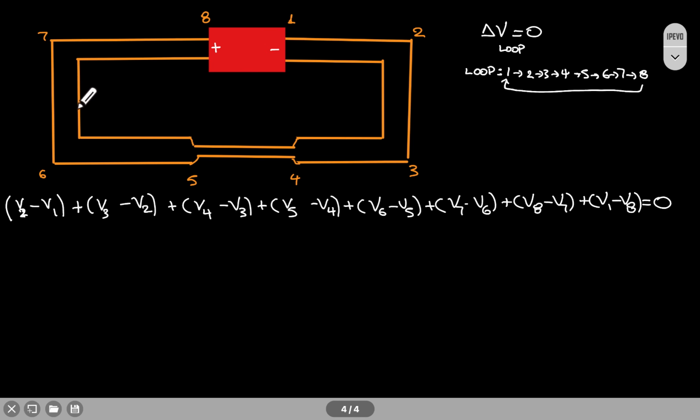If you know all the potential differences but one, you can use Kirchhoff's loop rule to find that one. And as I said, that was a simple application of the loop rule.